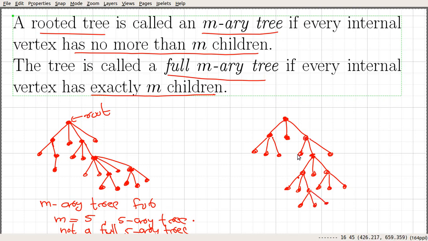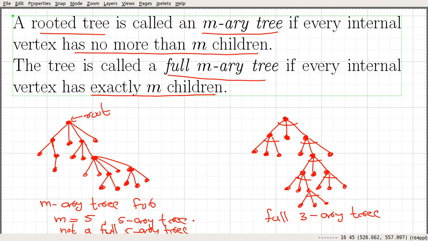If you look into this particular tree, we can see that this tree is a 3-ary tree. Not only that, you can see that it satisfies this condition: all the internal vertices have exactly 3 children. So here we have 3, 3, 3, 3, 3, 3, 3. So we can see that all the internal vertices have exactly 3 children. So this is an example of a full 3-ary tree.